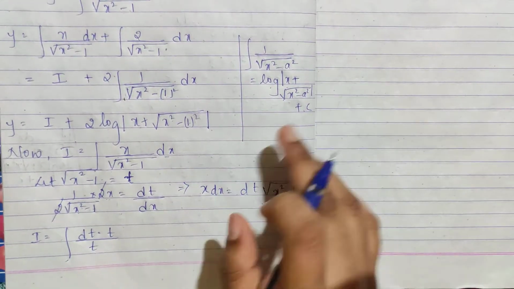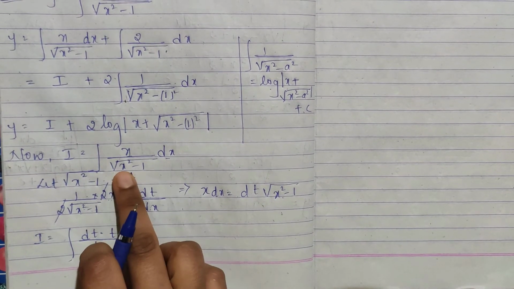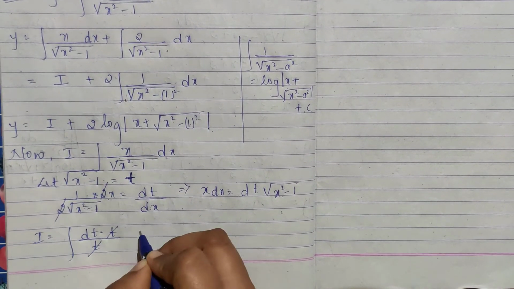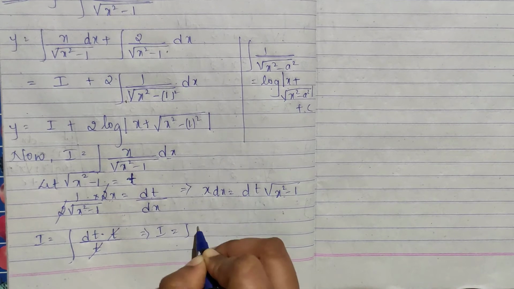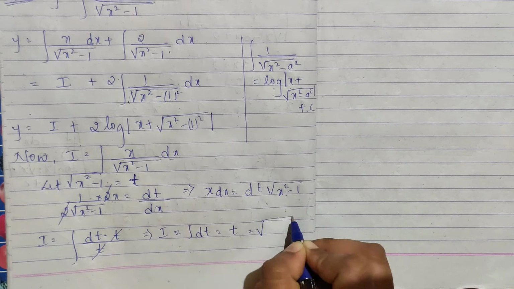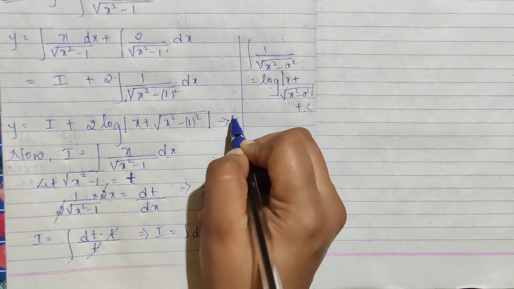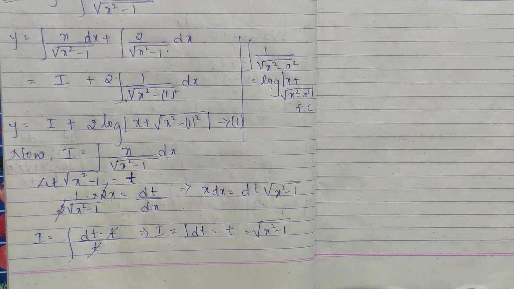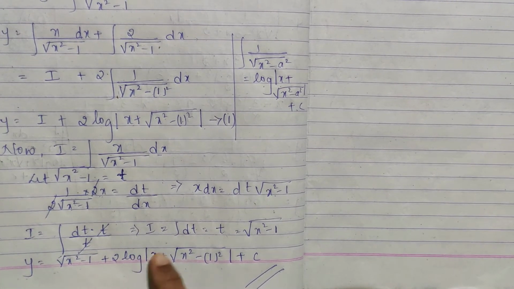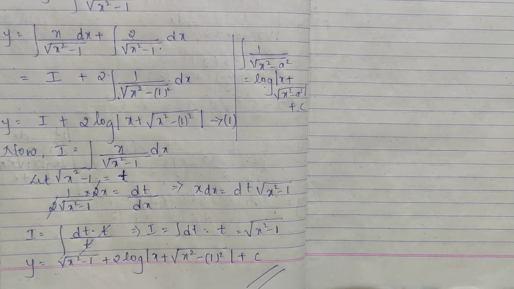So x dx you are getting dt into root of x square minus 1, which is t, divided by root of x square minus 1, which is also equal to t. So t gets cancelled, you are having I equal to integration dt, you are getting just t, right, and your t is what? Root of x square minus 1. So this we will substitute. You can consider this as equation 1. Substitute the I part in this. So you are getting y is equal to root of x square minus 1 plus 2 log of modulus x plus root of x square minus 1 square plus c. So this is your final answer.